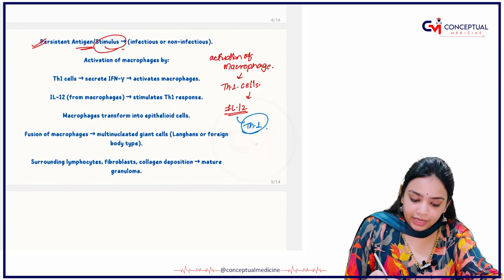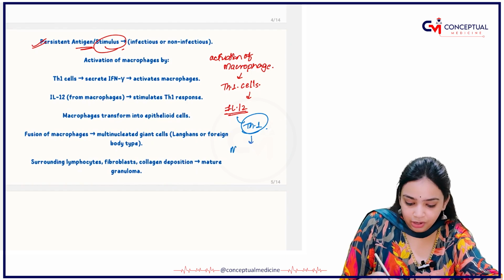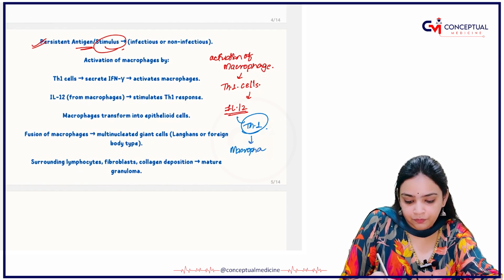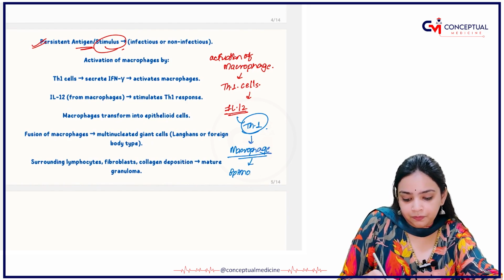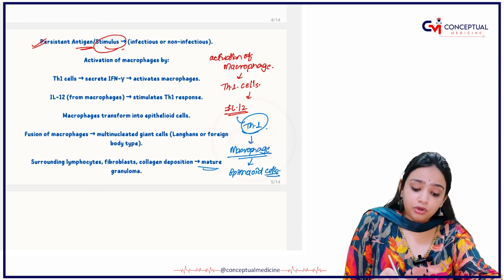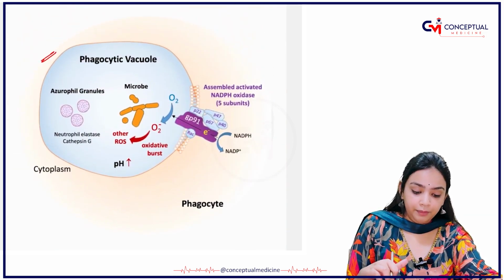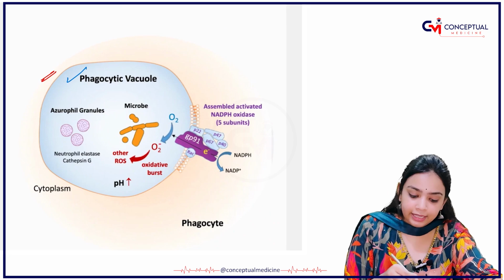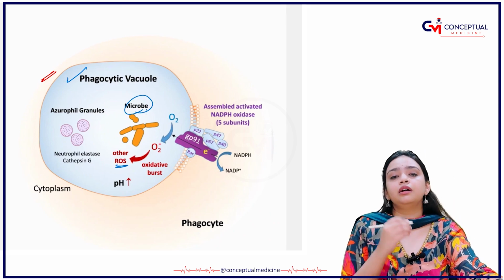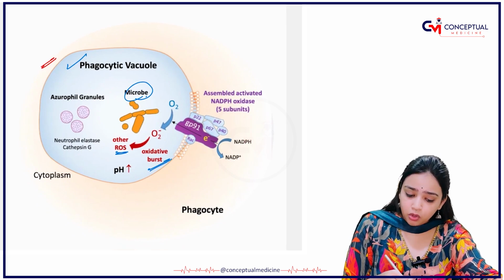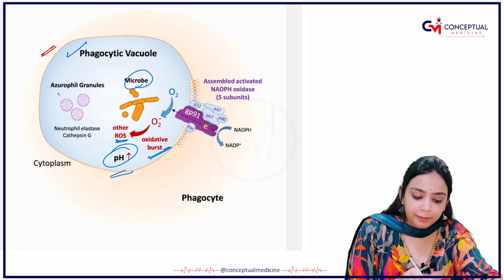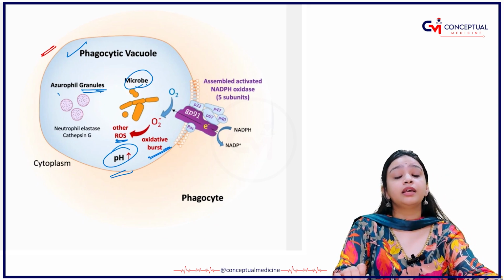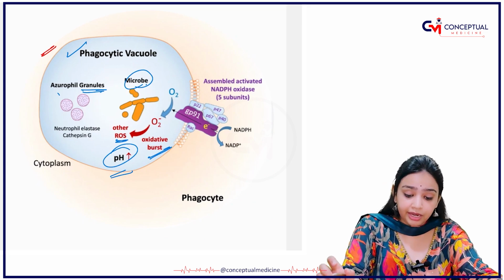Then what will happen? The macrophage basically transforms into epithelioid cells, which leads to the formation of mature granulomas. See this figure, you have the phagocytic cells, then you have the microbes that are there, you have the reactive oxygen species also. There is oxidative burst, the pH of the cell is rising, as a result of which there are granules which you are able to appreciate, right?